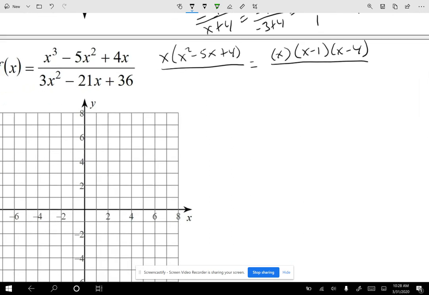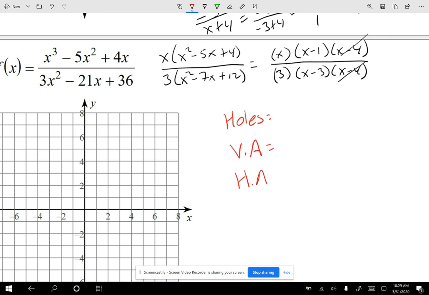Now, let's take a look at the bottom. I'm going to factor a 3. So it's going to give me x squared minus 7x plus 12. So I have the 3 on the outside. Let me factor that as x minus 3, x minus 4. I notice the x minus 4s cancel out, so it's going to give me a hole. So I'm looking for holes, vertical asymptote, and horizontal asymptote. All right, I have a hole where x equals 4.